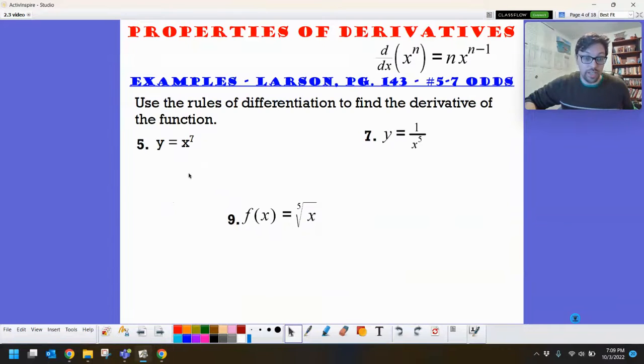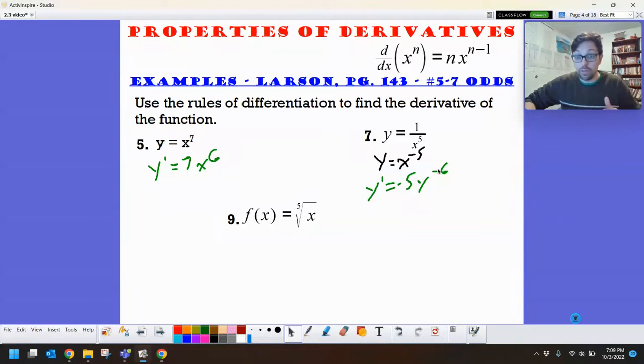Check how cool this is. So the derivative of that is going to be, boom, 7x to the 6. You drop that 7, subtract by 1. That is your derivative. In this one, it looks like there's all kinds of things going on, but what we can do is convert that into y equals x to the negative 5, and then we do that same process. Drop that exponent, subtract 1. Negative 5 minus 1 is negative 6.